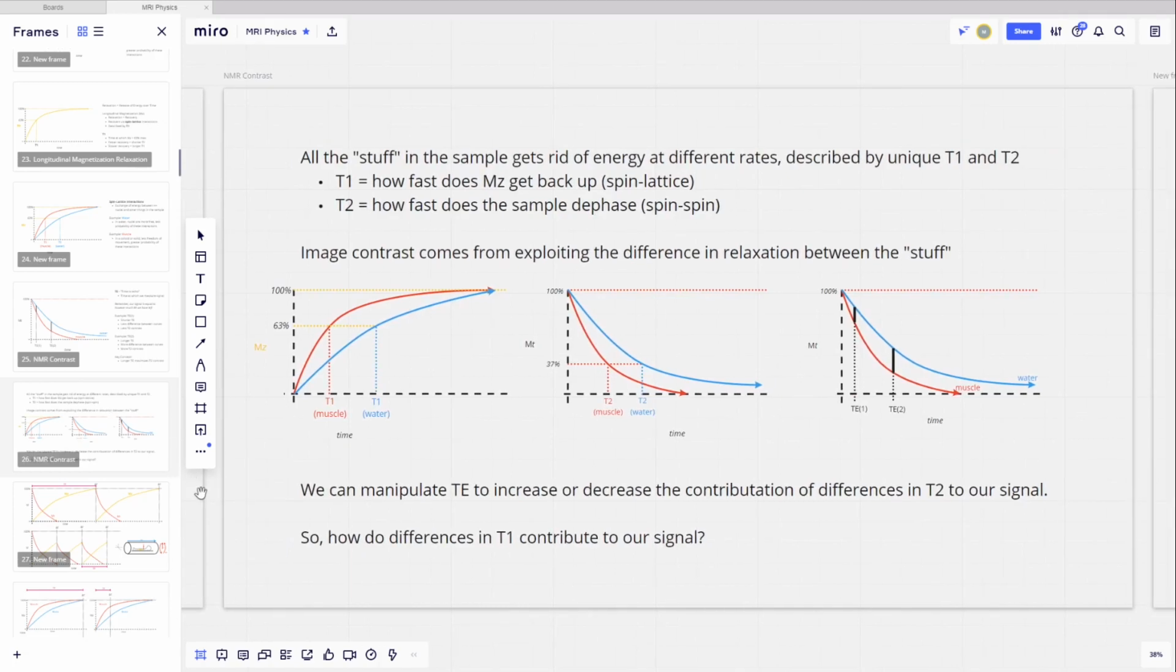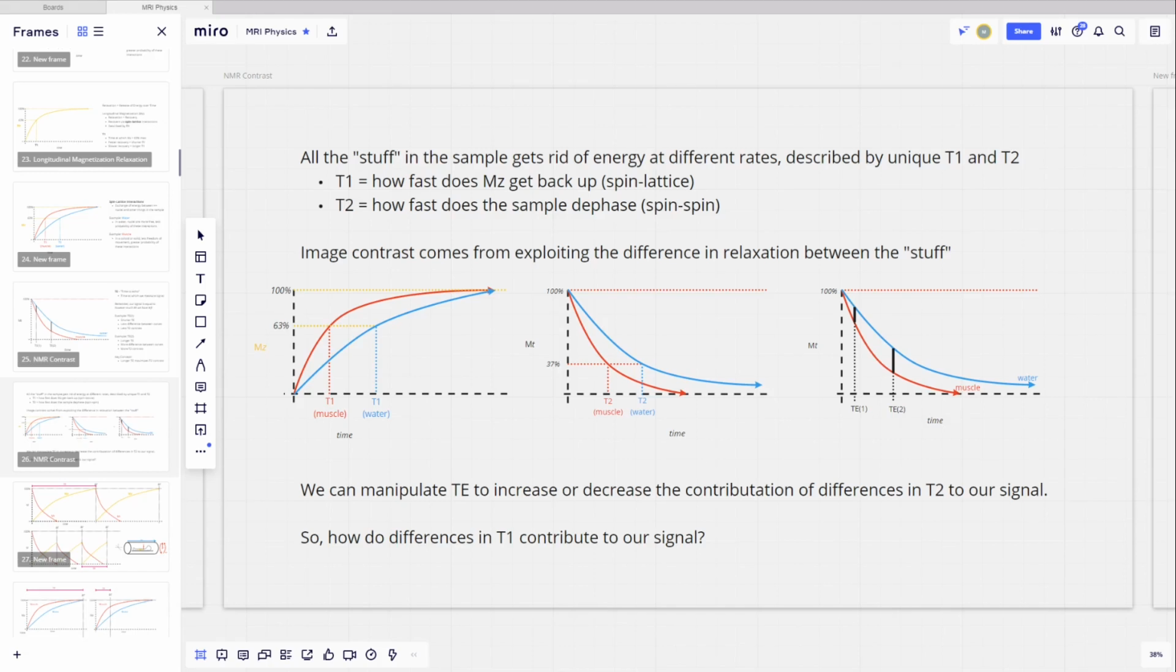Okay, so far we've said all this stuff in the sample gets rid of energy at different rates. It's described by unique T1 and T2. All of these things in our patient are getting rid of energy after we turn off the RF pulse, and they're doing it at different rates. That means everything in the patient is going to have a unique T1 and a unique T2. All the different tissues are going to have unique curves, unique rates at which they get rid of energy.